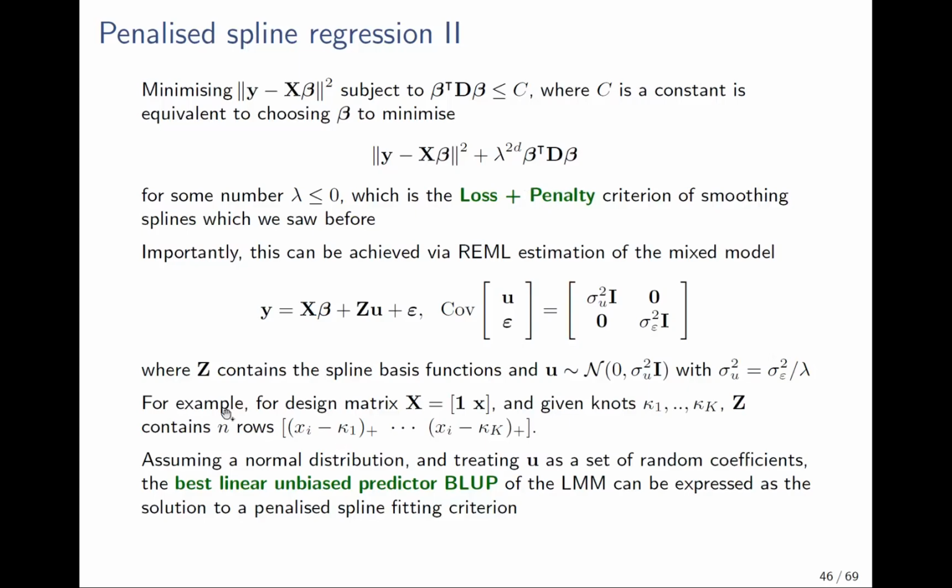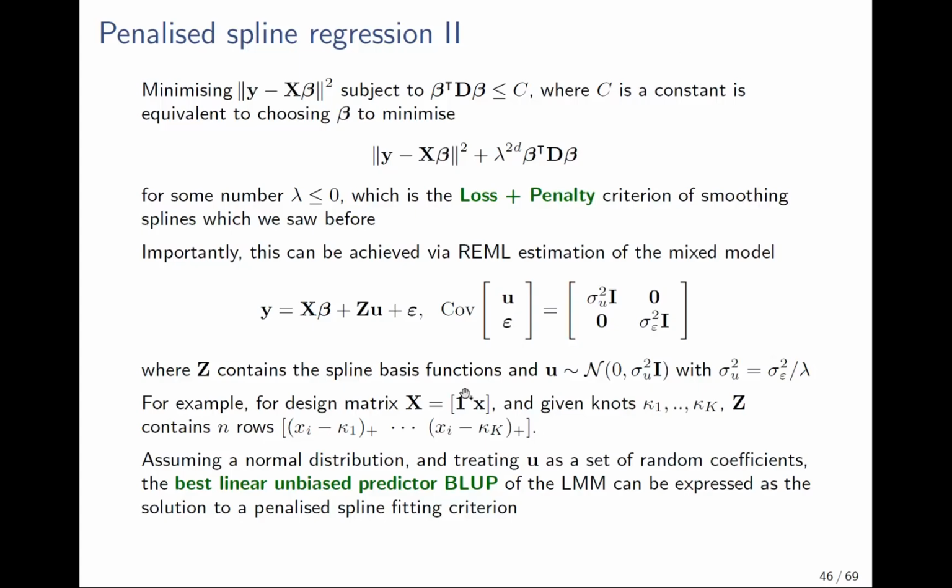So for example, if we just had 1 and X in the X design matrix and knots K1 to K kappa, that would give n rows in Z of Xi minus K1. This is just a linear spline. Then that's the solution that we would be getting. Now, the problem with this format, the reason why I haven't written it out in general, is because it depends on the degree of the spline and the number of constraints.